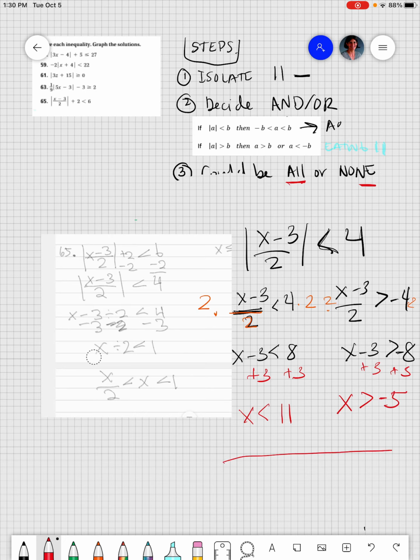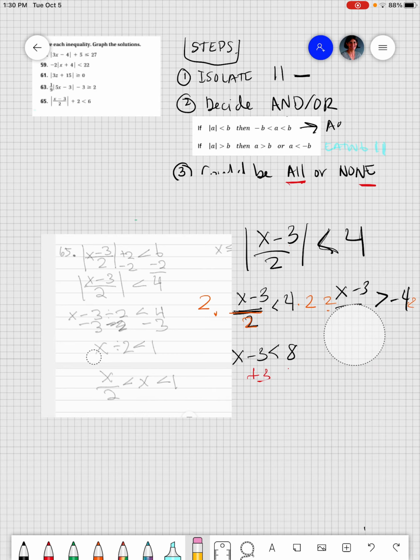So now it's sandwiched in between. Here's the negative 5, here's the 11, and x can be anything in between there to make that true. We could even check. Let's say we chose 3. 3 minus 3 is 0. 0 divided by 2 is 0. 0 is less than 4. Works out.